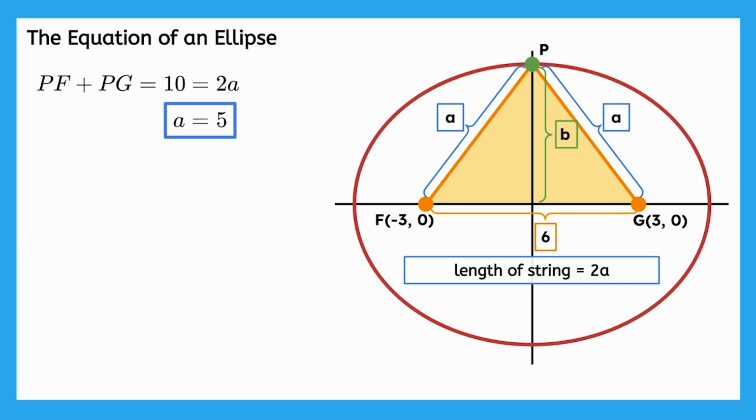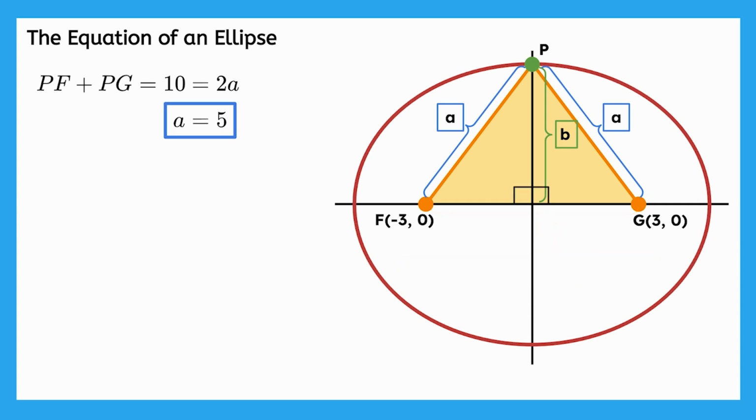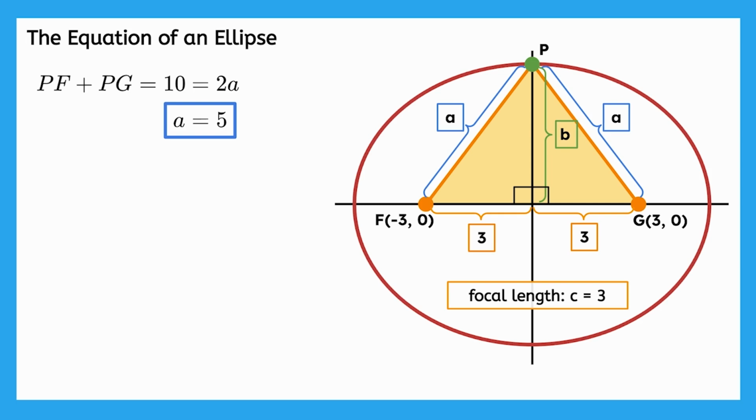Notice how the y-axis is perfectly splitting triangle PFG into two right triangles. The bases of each of those triangles would be 3, and the length of each base is the distance between the center and each focus. That distance actually has its own name, the focal length, c.